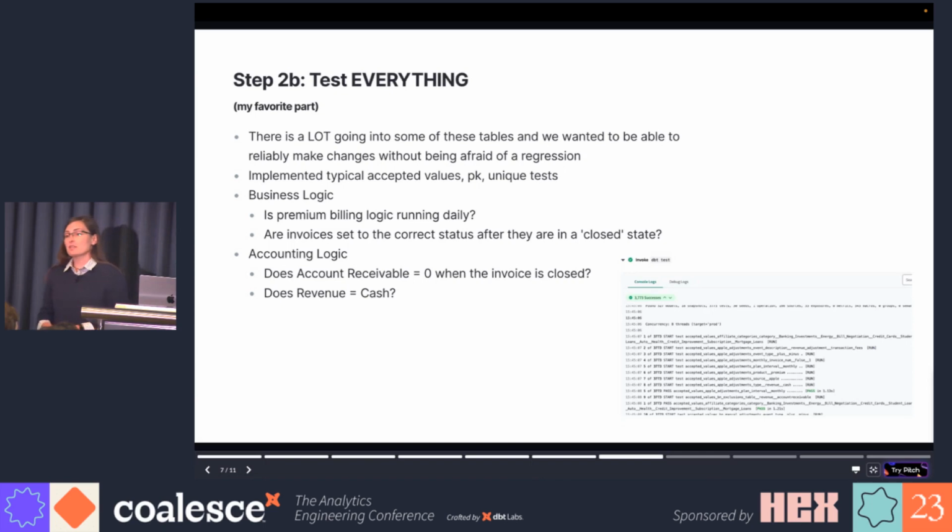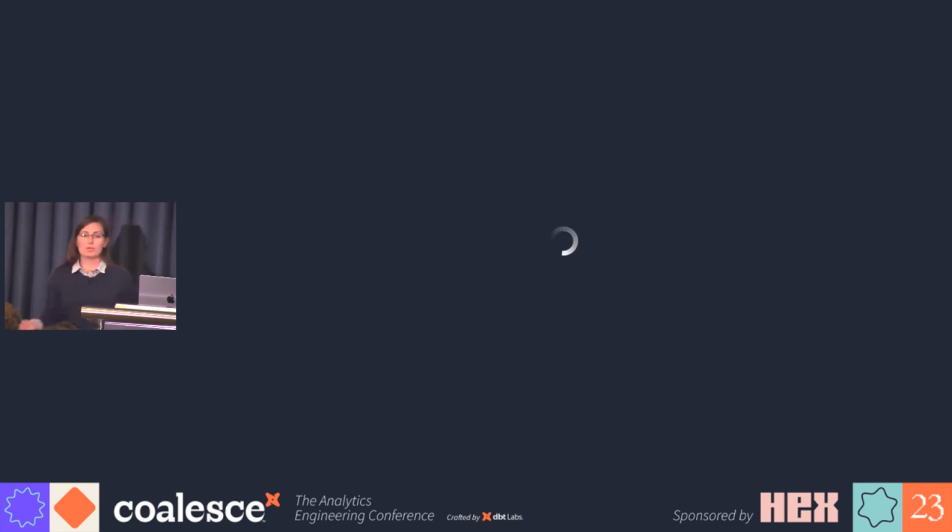We also have another test that makes sure the invoices are set to their correct state. From the previous example, you can probably tell that the state of invoices is really important to our accounting team. If invoices are closed, it means AR should be set to 0. And if they are closed, they should be closed for one of a few reasons to include successful payment, payment failure, voids, etc.